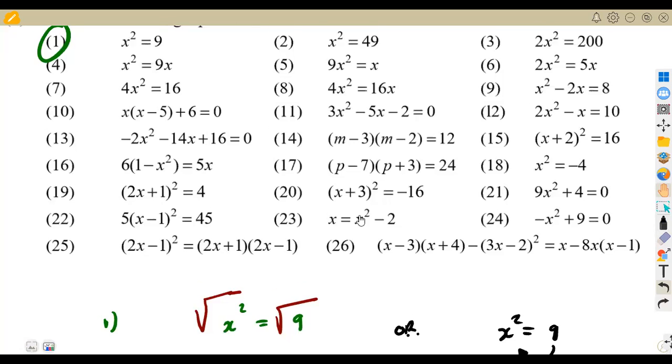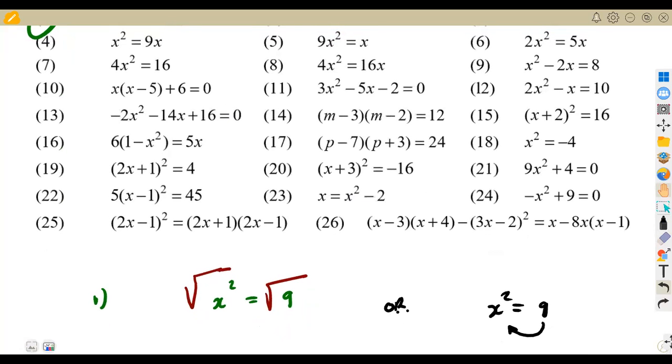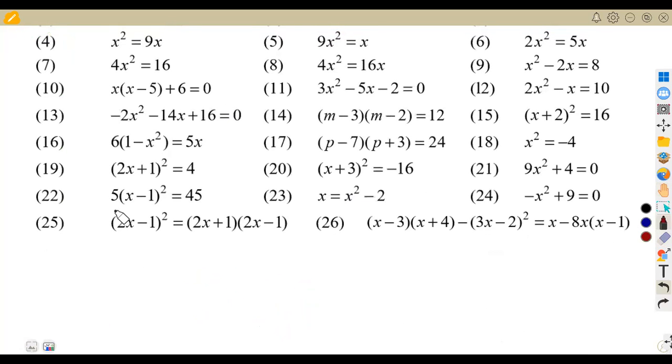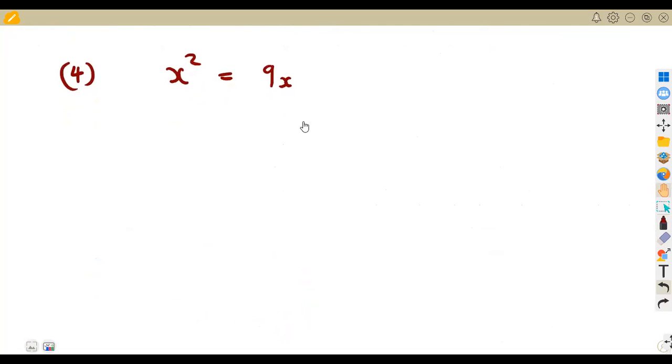But sometimes the difference of two squares is not applicable, like on question number 4. We are given x squared is equal to 9x. There is no way I can even apply the difference of two squares. This is 9x, not 9. So the only way was to take this 9x to the other side, so that we're going to have x squared minus 9x is equal to 0.